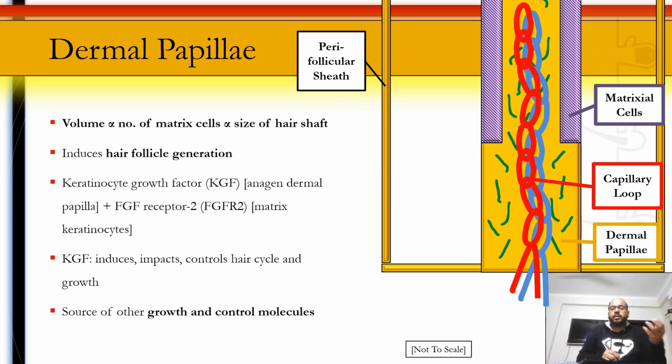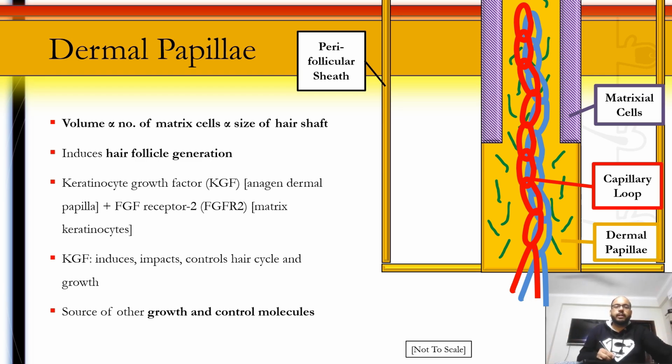Now, the volume of the dermal papilla, that means the amount of dermal cells, is directly proportional to the number of matrix cells. Remember, if the core is large, the covering is also large, and the covering is made by the matrix cells. So, the more matrix cells there are in number, the thicker the hair shaft will be, because the amount of keratinocytes that they are producing will be a lot more.